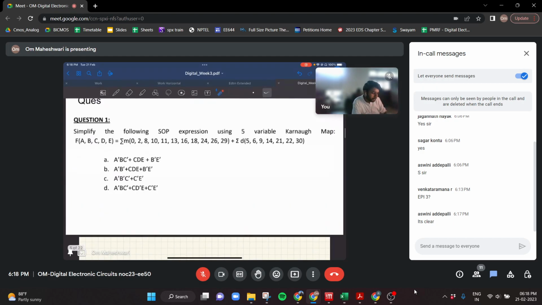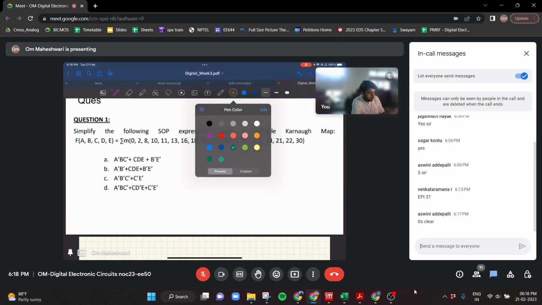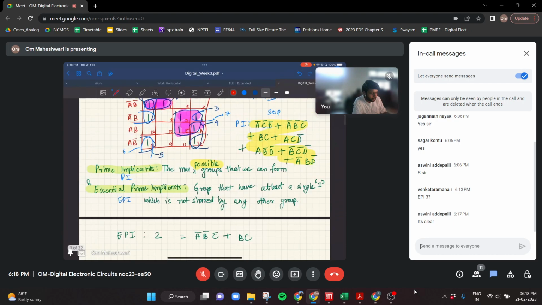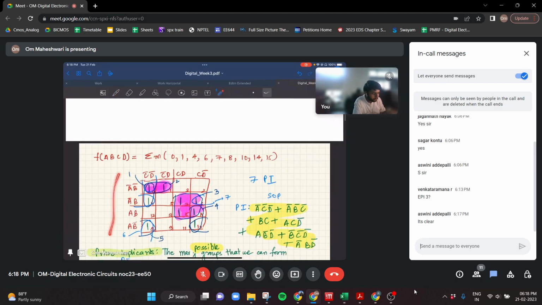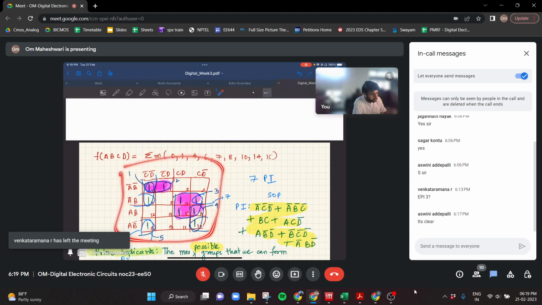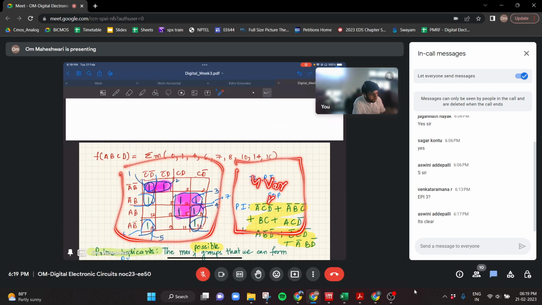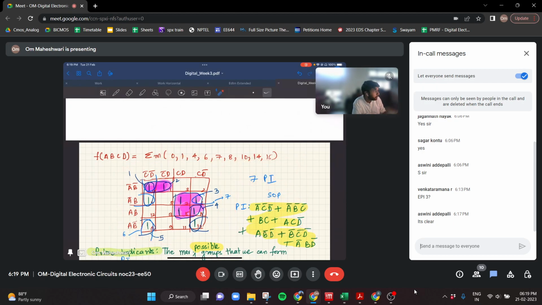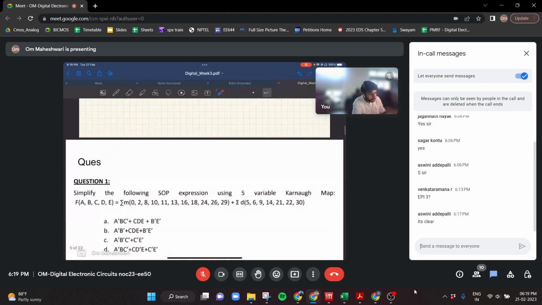So how to make a 5 variable K-map? It is simple. We know how to make a 4 variable K-map, right? We just made this 4 variable K-map. Let's say they introduce another variable E here. So what we can do is make two 4 variable K-maps. One would represent E, the other would represent E bar. Simple, right? So let us try to do that.